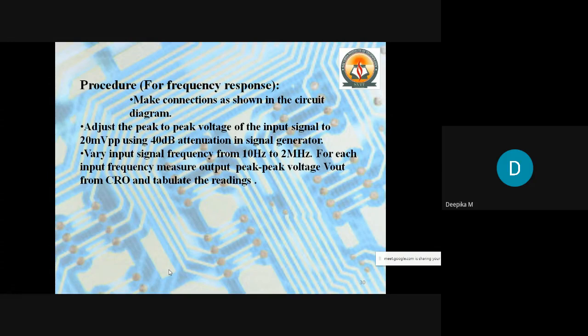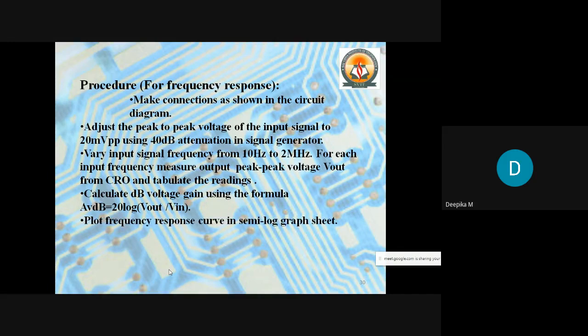So we have to vary the frequency in the signal generator, and we will be measuring the peak to peak voltage by looking at the CRO, and we are going to tabulate the readings. We have to calculate the dB, that is the voltage gain, using the formula 20 log V out by V in. And we will be plotting the frequency response on the semi-log graph sheet, not an ordinary graph sheet.